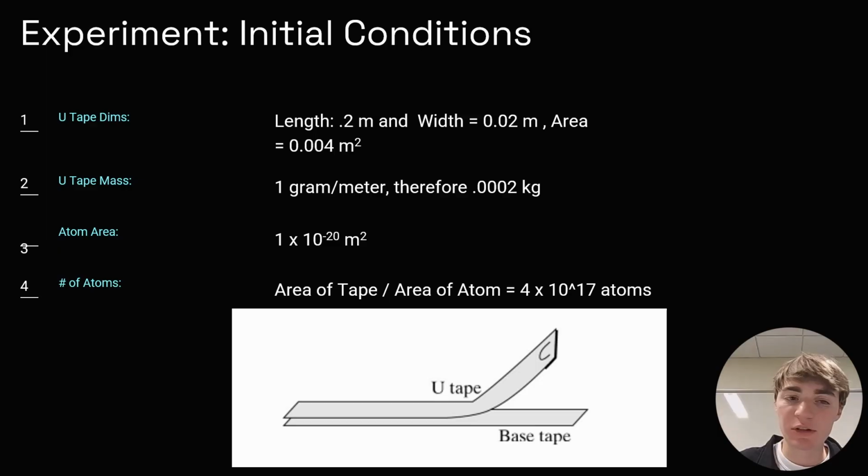So, for the initial conditions, we have the length and width as measured here, allowing us to calculate the area, the general assumption that a piece of tape is 1 gram per meter, allowing us to calculate the mass, and then the general knowledge that the area of an atom is about 1 times 10 to the negative 20 meters squared, which, using the area of the tape and the area of the atom, allows us to also calculate the number of atoms on a piece of tape.